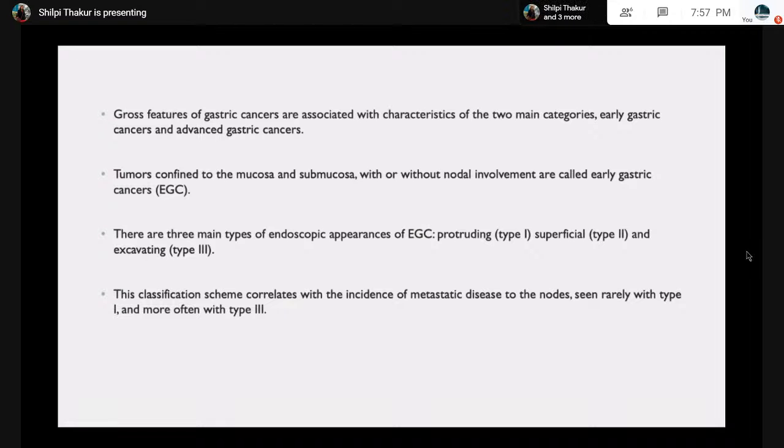Now, what do we mean by early gastric cancers? These are the tumors which are confined to the mucosa and the submucosa, with or without nodal involvement, and these are called early gastric cancers. So they are easily picked up by endoscopy. Early gastric cancers can be detected easily endoscopically. There are three main types of endoscopic appearance of early gastric cancers: protruding, which is type 1, superficial, which is type 2, and excavating, which is type 3.